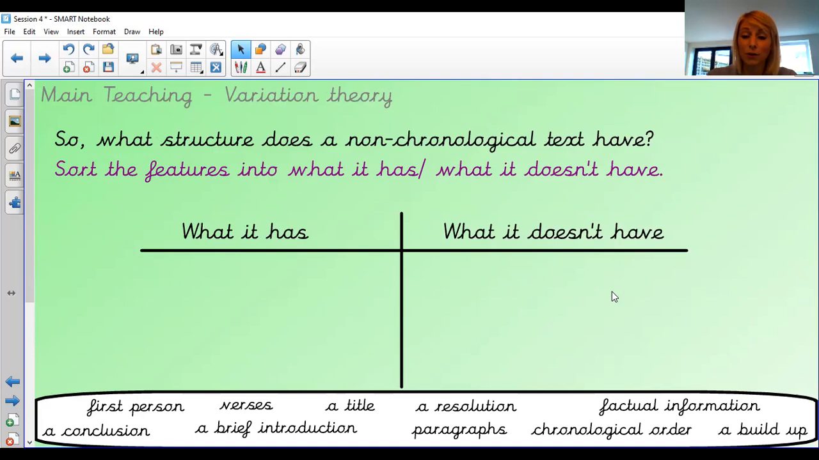And if you're working on your own, don't worry, again, pause the video and just think to yourself, which features would you put in each section?